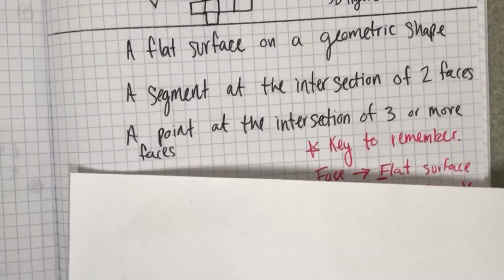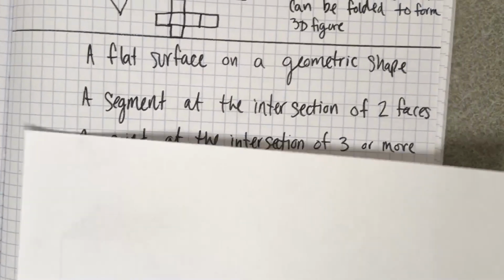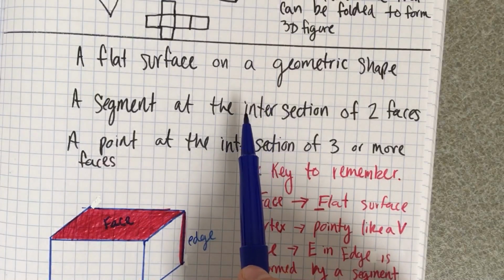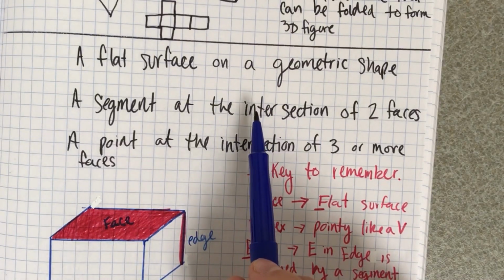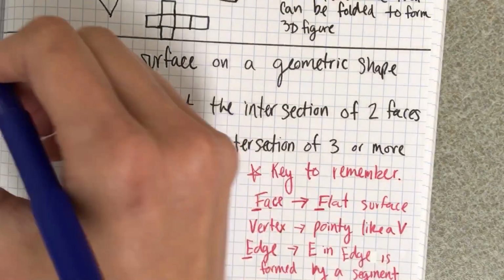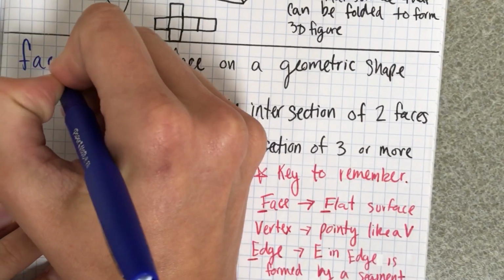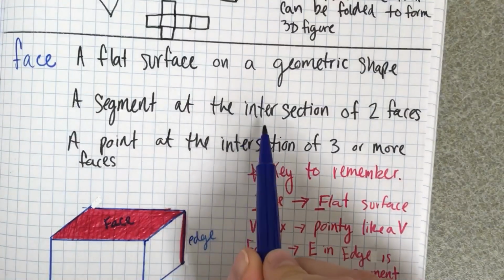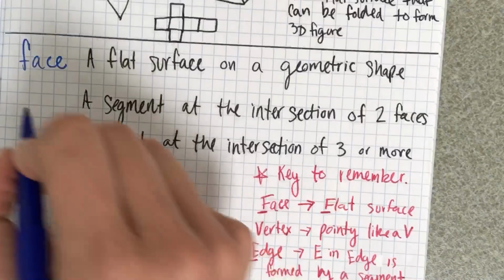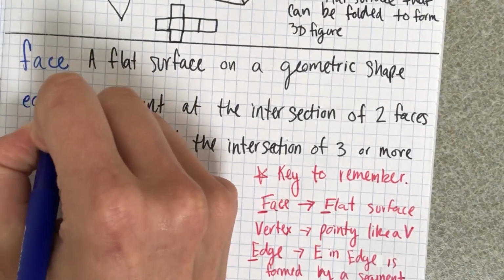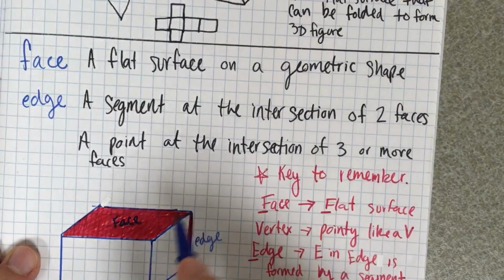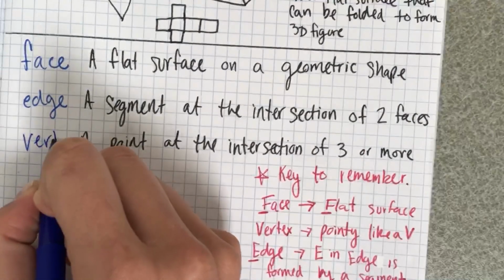All right, next part we've got some vocab, okay? So a flat surface on a geometric shape is called a face. All right. A segment at the intersection of two faces is an edge. And a point at the intersection of 3 or more faces would be a vertex.